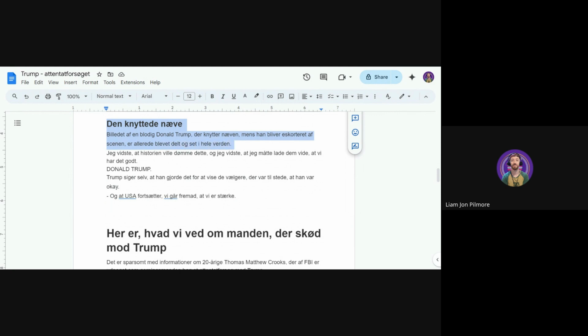So this picture of him clenching his fist and being escorted off the stage has already been seen all over the world. Now I'm drawing on the screen. I don't even know how I'm doing that.